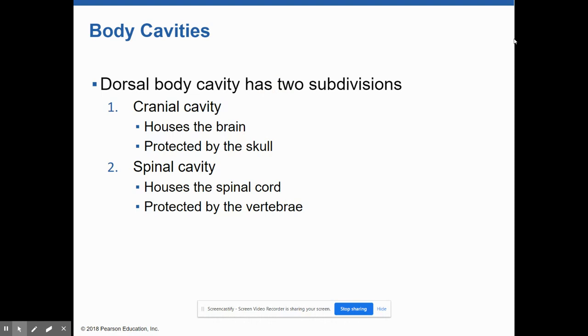The dorsal body cavity has two main subdivisions, the cranial cavity, which houses the brain and is protected by the skull, and the spinal cavity, which houses the spinal cord and is protected by the vertebrae.